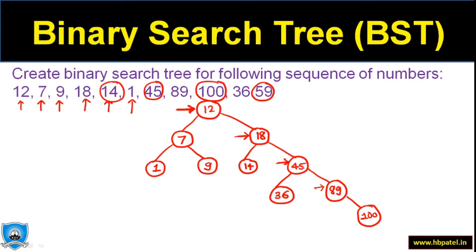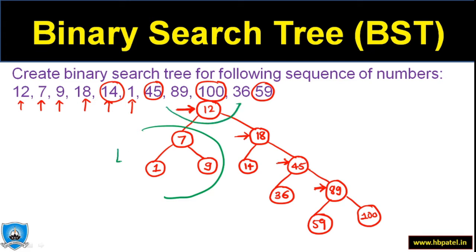59 is greater than 45, so go right, and 59 is less than 89, so you should go left. So this is my complete binary search tree, wherein you can compare that all the left hand side elements are lesser than the root value, and the right hand side elements are greater than the root value. So just compare all these values over here, 1, 7 and 9. You can see that they are all less than 12.